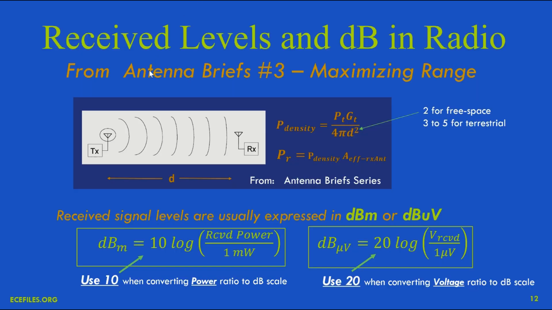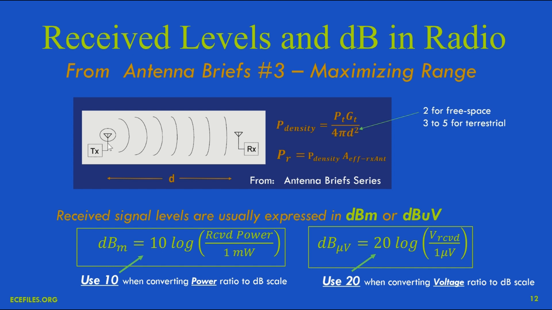On this channel, we also have an antenna briefs series. And this is from episode 3 in that series, titled Maximizing Range. Here's a diagram that shows a transmitter sending out a radio signal, and then a receiver over here picking up that signal. And if you go to Antenna Briefs episode 3, we'll walk you through where this formula comes from and what this all means.